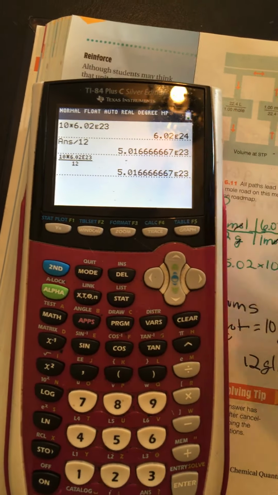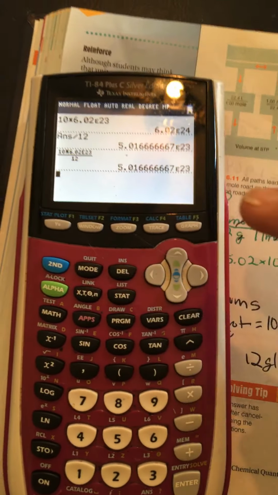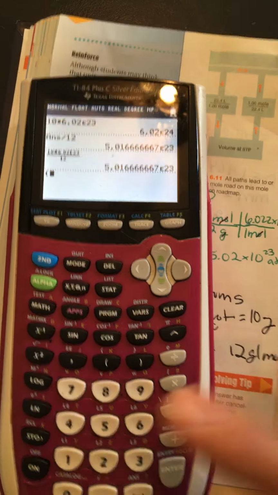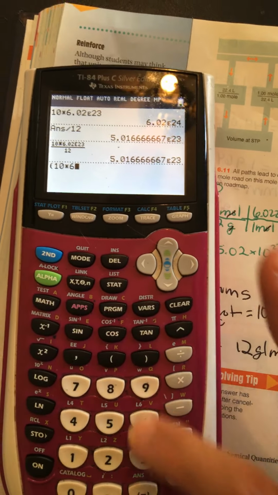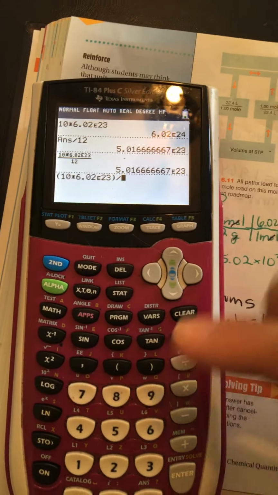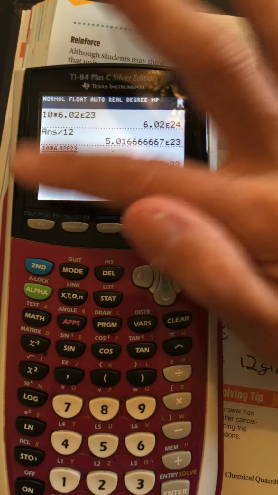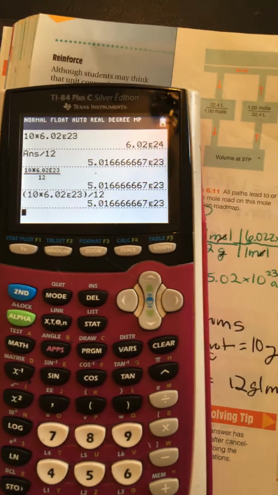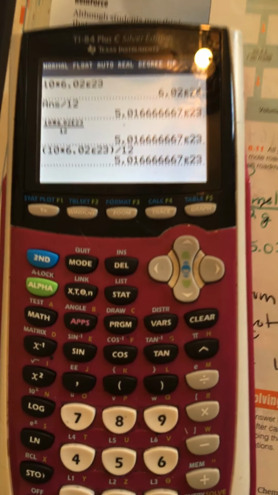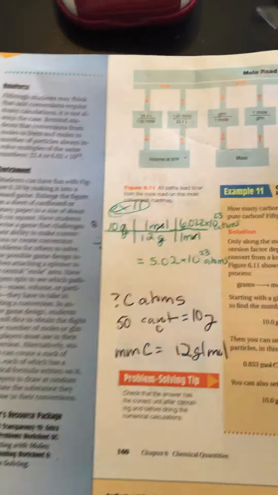The other way you could do it is like this. Whoops, I messed up. Delete that. All right, you could do beginning parentheses, 10 times 6.02 to the 23rd, and then say divided by 12. If you put this all in parentheses so that the calculator knows it all goes together, you'll also get the right answer that way. So, 3 ways to get the right answer. Okay, moving right along. We're doing good. We're on 11. We're getting there.